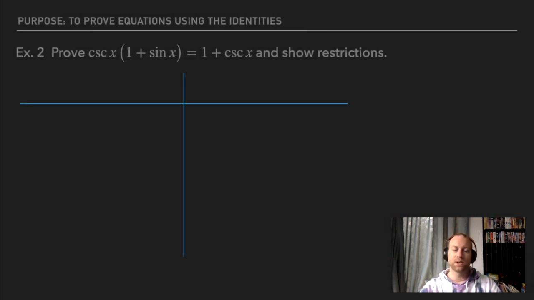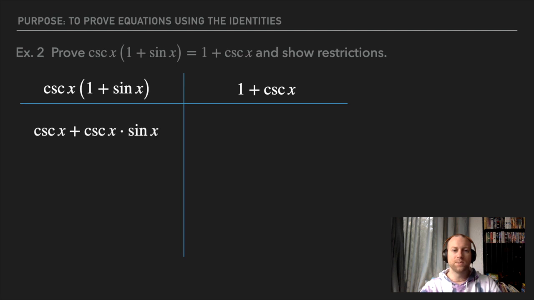Second example. Again, t-graph. Let's set this up. Both sides of my equation. Notice now it's not just equal to 1. We have something different. As always, let's start with our more complicated side, which in this case is the left-hand side. We've got a cosecant going on there. So what I did, multiplied it in.